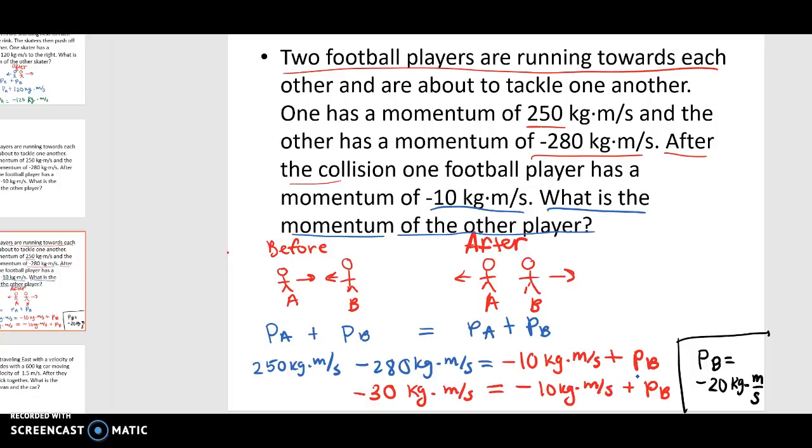And so you can see we have 250 minus 280. That gives us negative 30. So then that's equal to negative 10 plus player B. And to solve just for player B, we add 10 on both sides of the equation, and that gives us our final answer of negative 20 kilograms times meters per second.